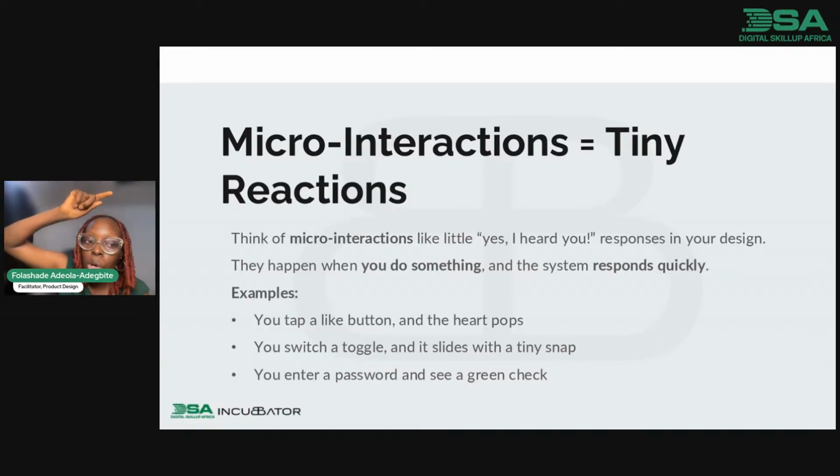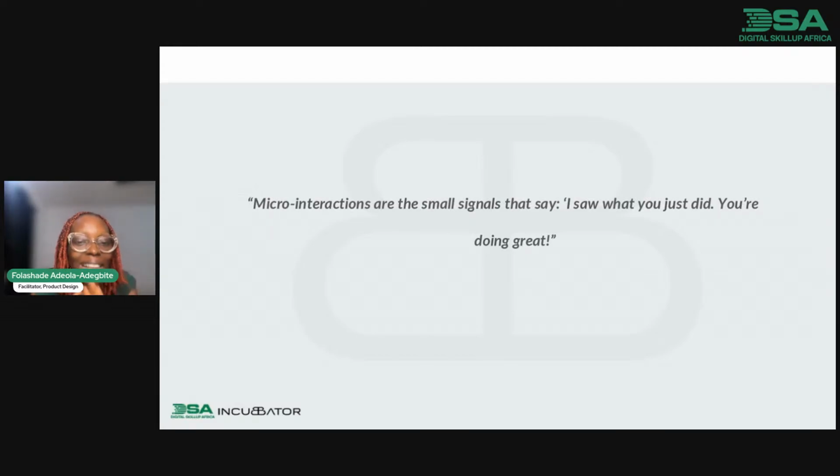But the funniest thing is that there's also an animation in it. So when you switch a toggle and it slides with a tiny snap, or when you enter a password and it shows you a green check that, oh, this is actually correct. I hope we are following and we are not confused. I'm here to convince you and not to confuse you that micro interactions and animations differ. Yes, they have their duty. Sometimes they are used together, but just for you to understand, micro interactions are the small signals that say, I saw what you did, you are doing great.